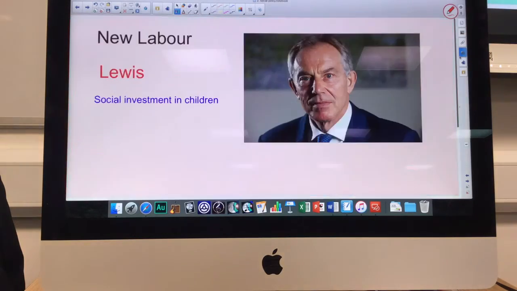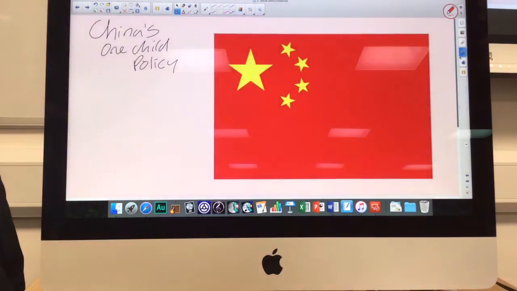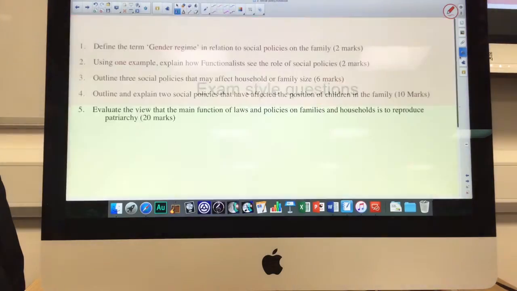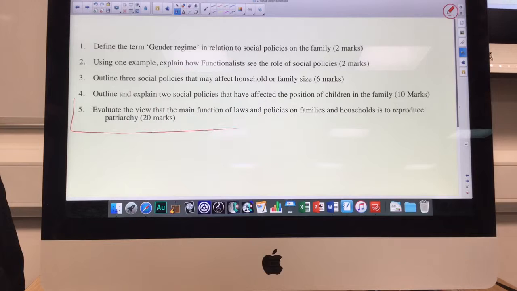So I've got a question for you. This was actually the rest of the lesson, which we will do, but I just want to show you this instead. What I'd like you to do is underneath that table, just write down this question for me, please, and it'll all make sense as part of it. Evaluate the view that the main function of laws and policies on families and households is to reproduce patriarchy. 20 marks.